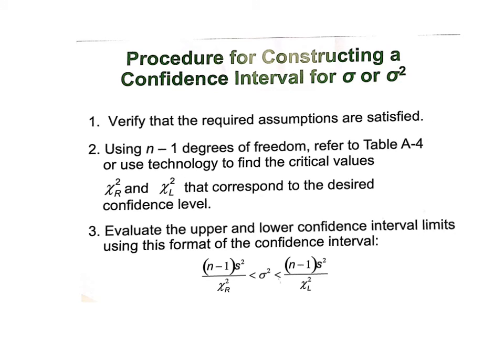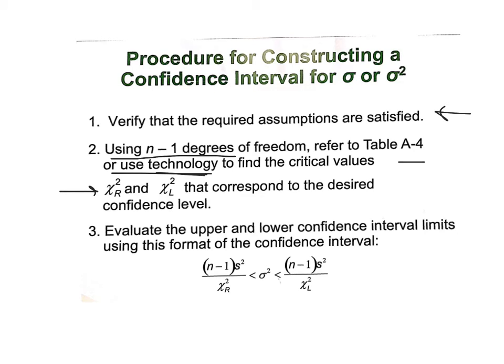All right. Procedure for constructing it. Here's how we're going to go. Number one, verify assumptions are satisfied, meaning there are two assumptions. Simple random sample, number one. Number two, it has to be normally distributed even for big samples. Number two, make sure you're using n-1 degrees of freedom. It says use table A4 or technology. We're going to go with technology like we always do, and you must find these two values.